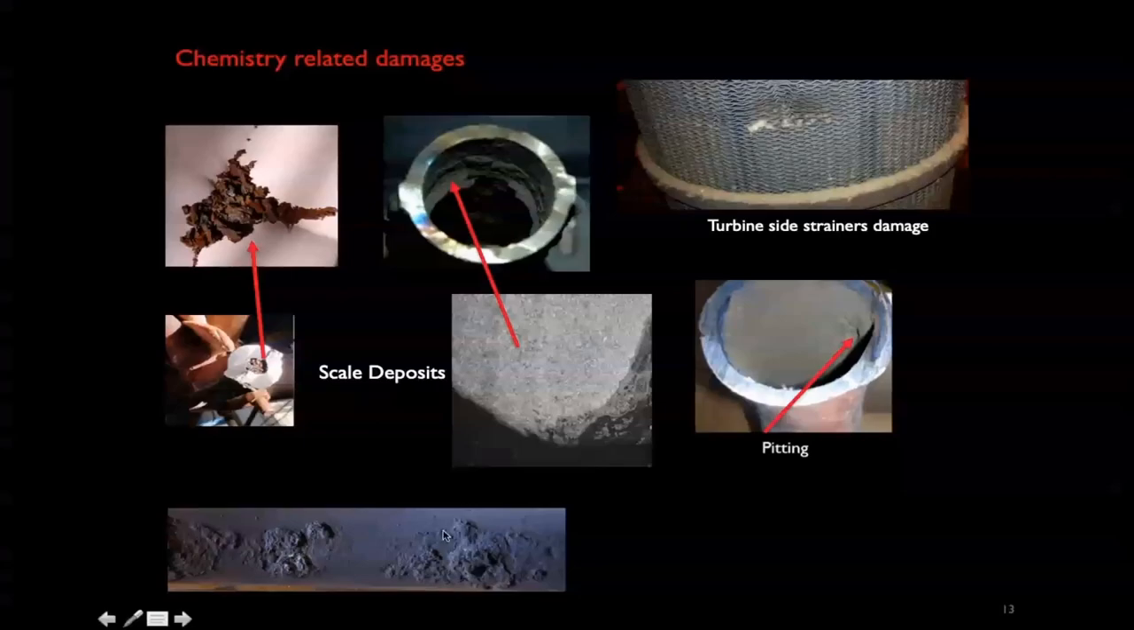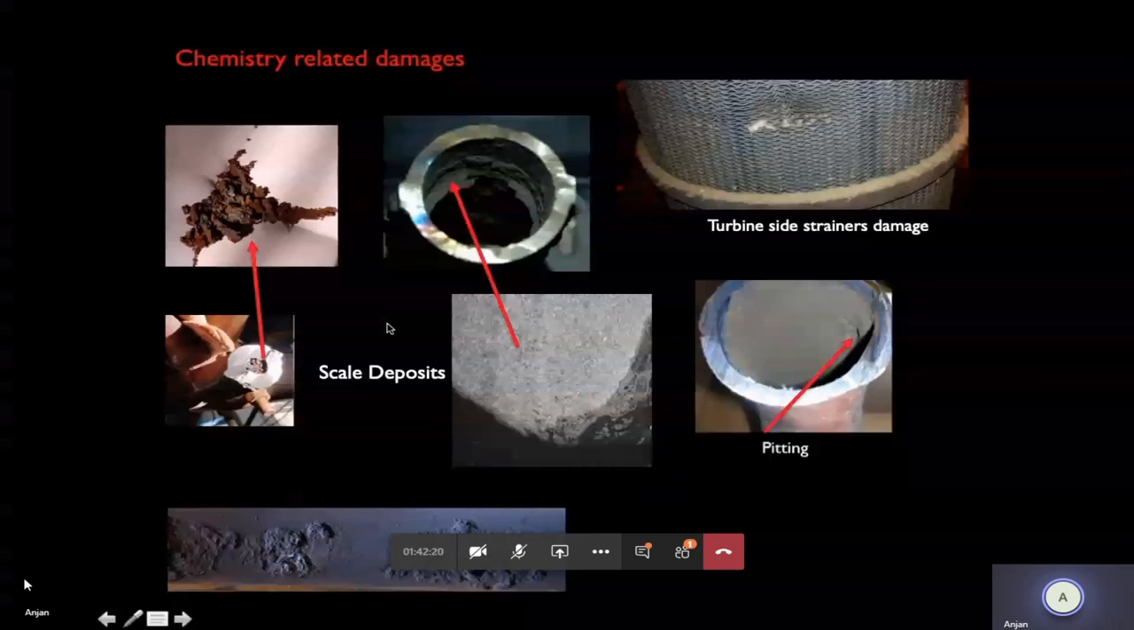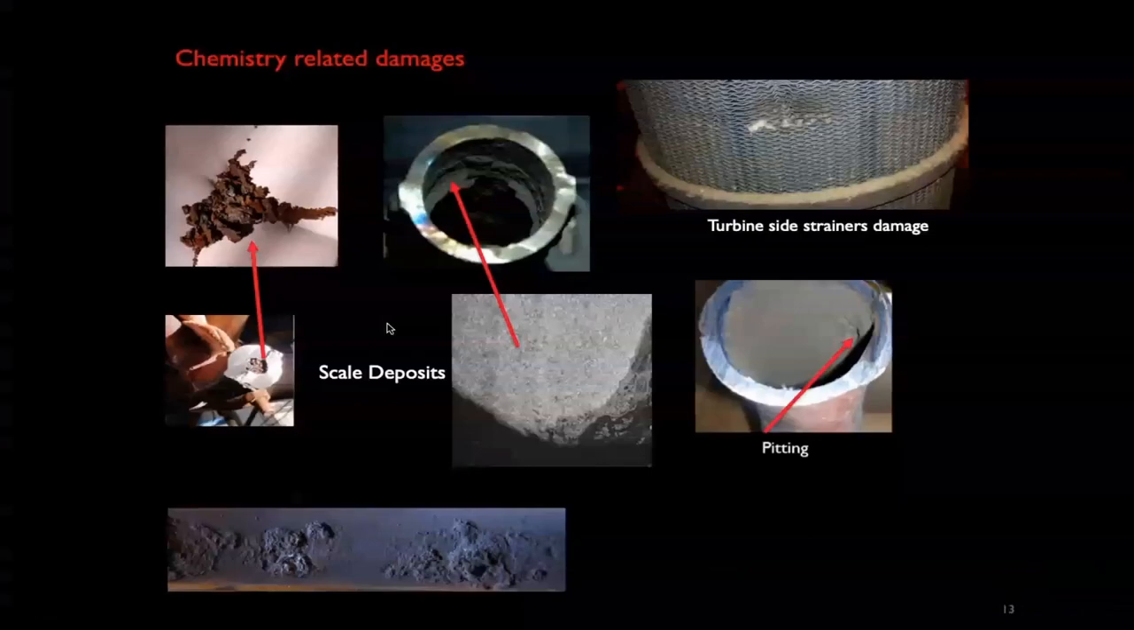This is a deposit on a plate. So this happens when there's already a deposit due to your faulty chemistry practices and there are wide thermal shocks, temperature transients, they come out and they collect in the pipe and they travel through right up to the turbine.